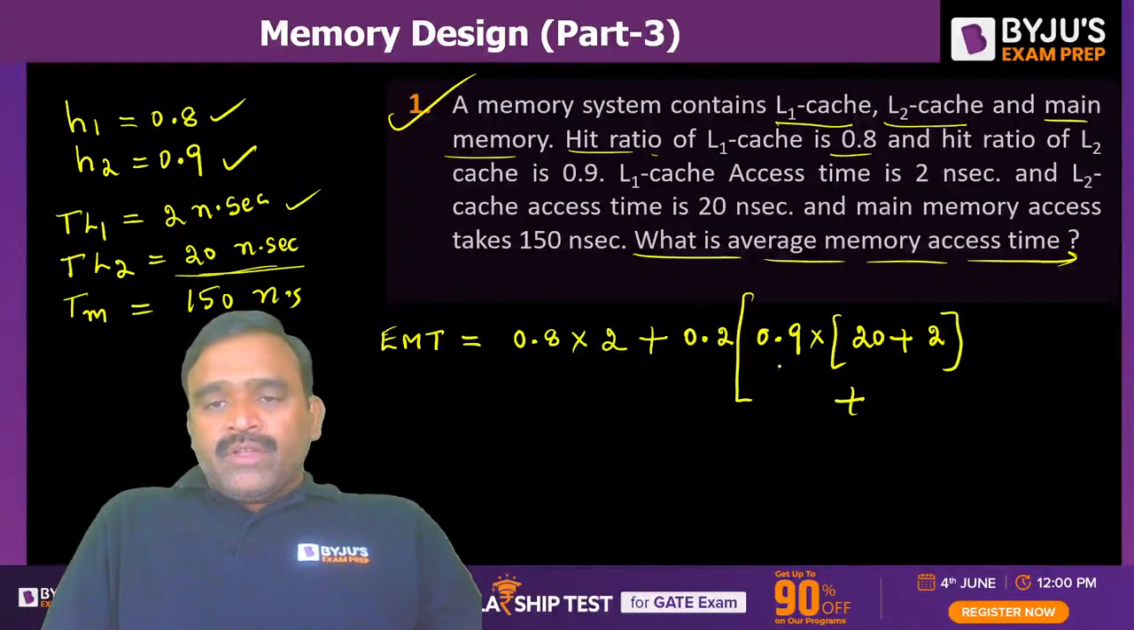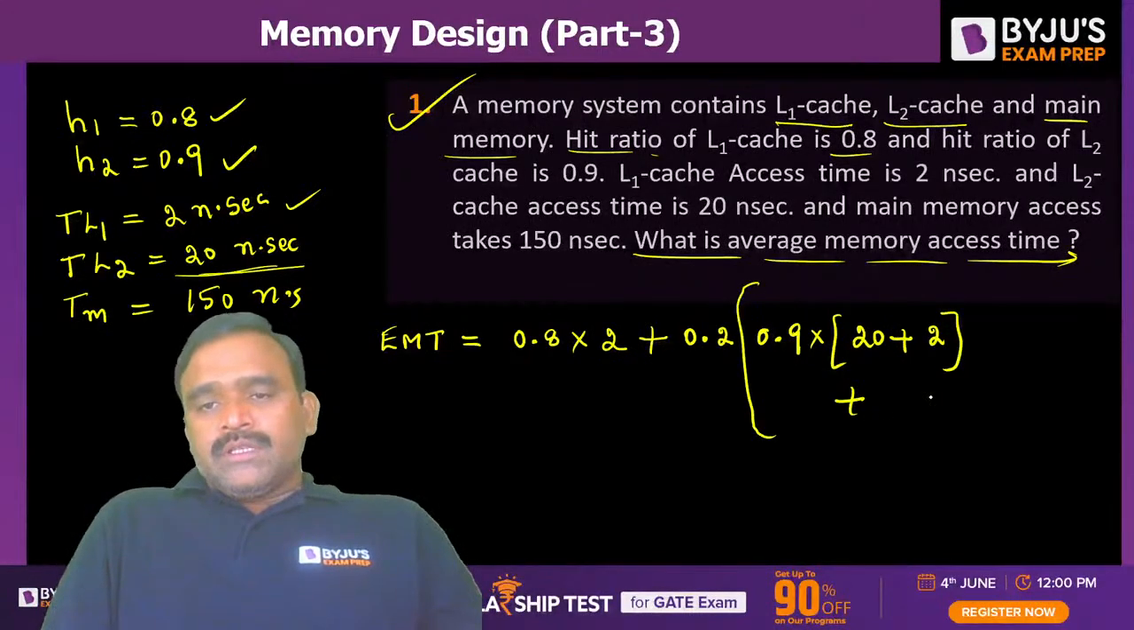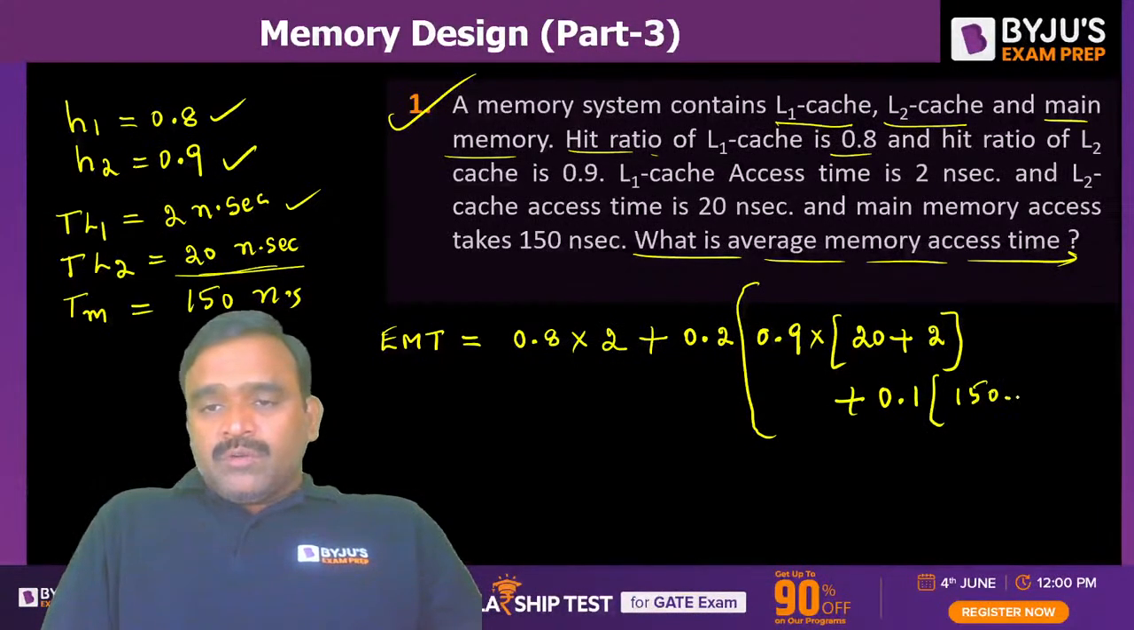Plus, when there is a miss in the L1 cache, where should I go? So 0.2 into all this. So plus 0.1, 10%. When there is a miss in the L2 cache also, we have to go for main memory, which is 150, and the same thing should be made available in the L2 cache, so that is 20, and also through the L1 cache we access. So this is the total time.